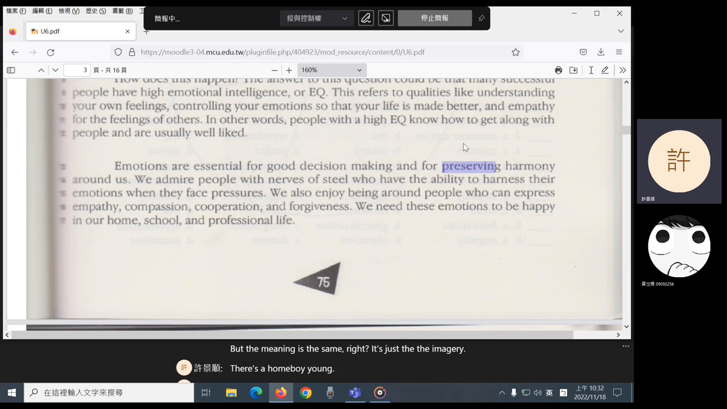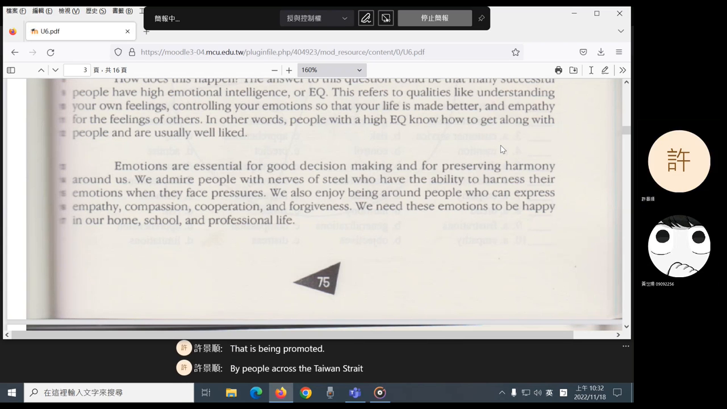Preserve harmony. Another way to say this is to maintain harmony. 维持, maintain. And of course, here in Taiwan, when we hear the word harmony, usually the first thing we think of is the harmonious society, 和谐社会, that is being promoted by people across the Taiwan Strait. But we all know it only looks harmonious. It's not really a harmonious society.